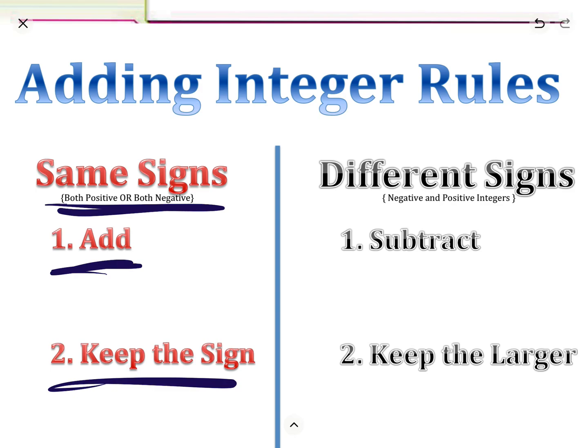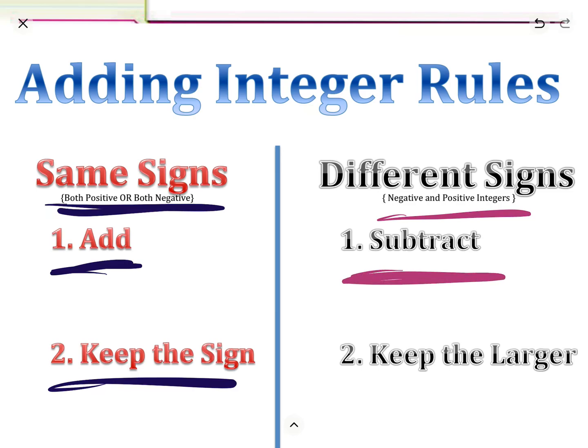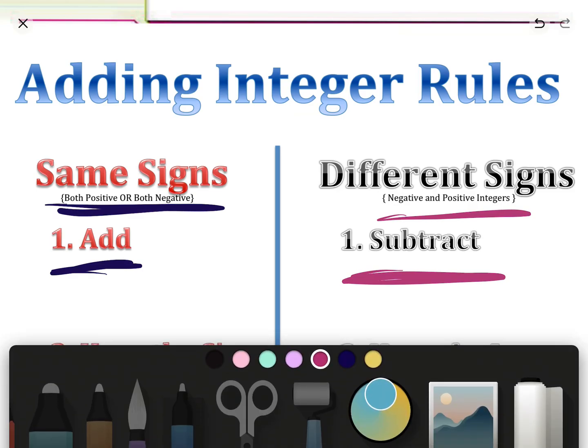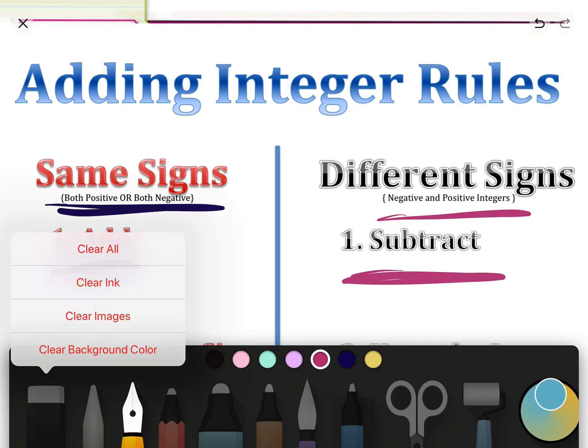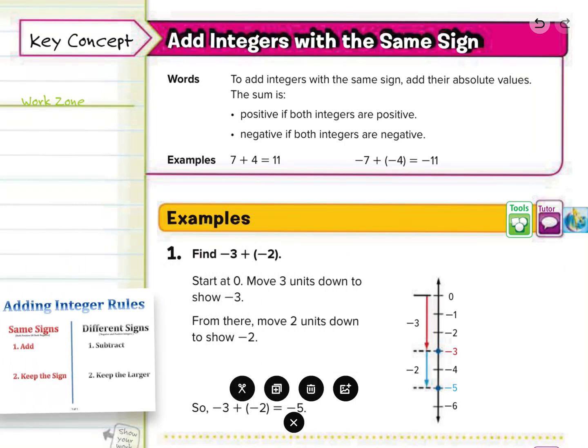Okay? Now, on the other side, if you have different signs, where one number is positive and one number is negative, you subtract the absolute values, you take the smaller from the larger, and then the second step is to keep the larger. Whatever you have more of in your question is going to be the sign of your answer. So if the bigger number is positive, your answer is going to be positive. If the bigger number in your question is negative, your answer will be negative. So keep the sign of the larger. That's telling you all the good stuff you need to know. I'll keep it over here in the corner as we go through some of these problems.